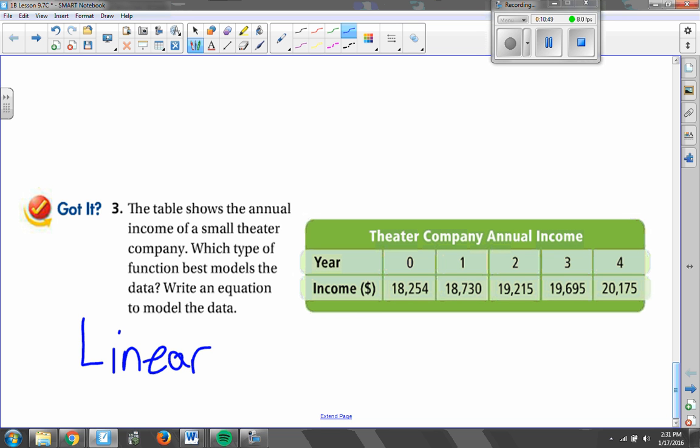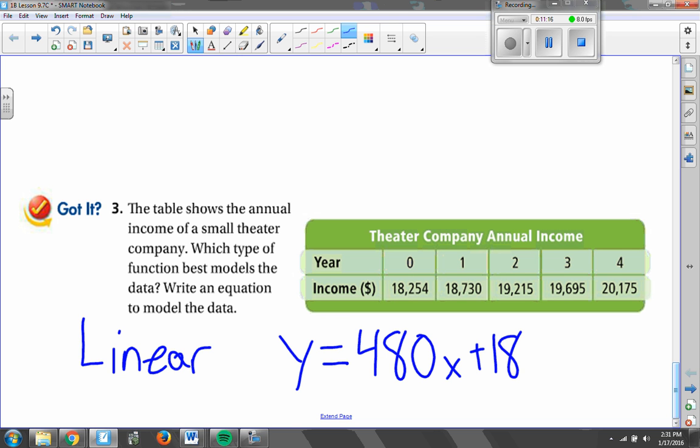There should be a linear function. My differences hover somewhere around 480, 476, 485, 480, 480. So I'm going to use 480 as my slope. Y equals 480x plus my starting value of 18,254.